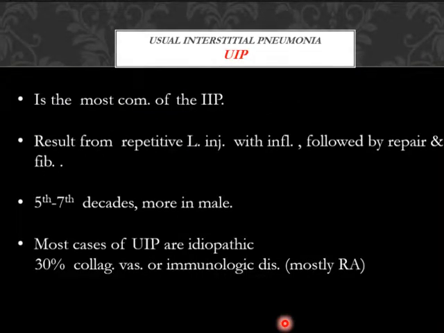The most common of the idiopathic interstitial pneumonias is usual interstitial pneumonitis. It results from repetitive lung injury with inflammation followed by repair and eventually fibrosis. Usually it occurs in old age, in the 5th to 7th decade, and more in males. Most are idiopathic. 30% may be due to collagen vascular disease or immunological disease, and rheumatoid arthritis is the most common.